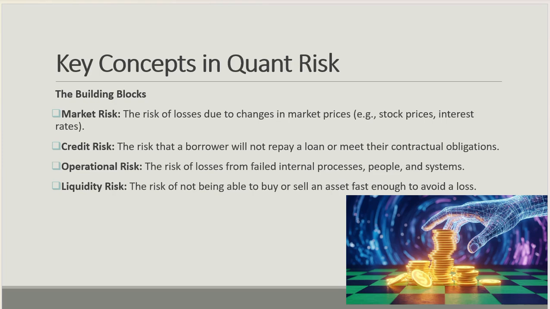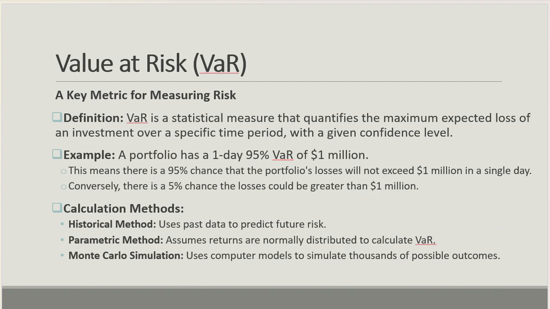So let's move on to the next and very important topic, value at risk. It is a key metric to measure the risks of all these types, and it is defined by the banks. So what is value at risk? Value at risk is also called VaR, and VaR is a statistical measure to quantify the maximum expected loss of an investment over a specific time period with a given confidence level.